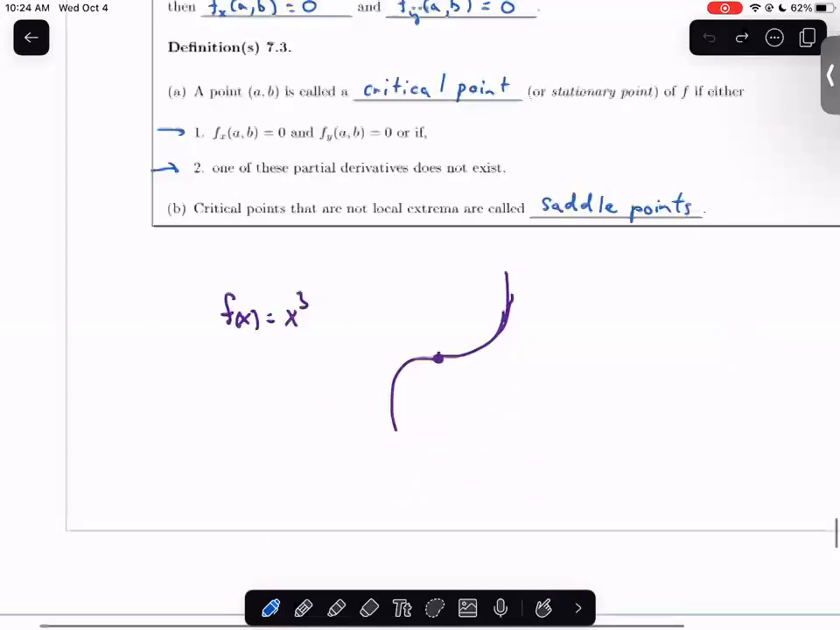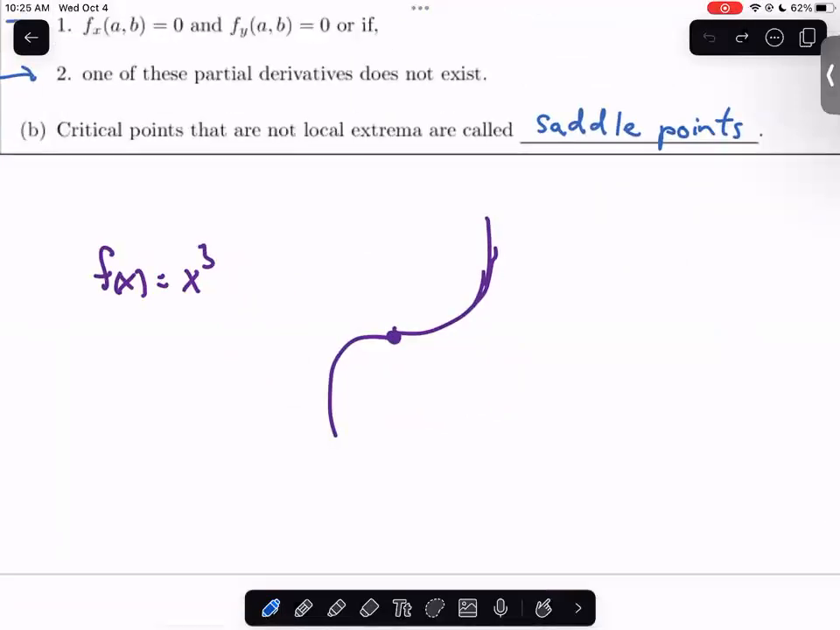So saddle points nowadays, I guess if we wanted to go back to Calculus 1 real fast, x cubed would be an example technically of a saddle point. At 0, the derivative is 0, and yet it's not a min or a max, right? If you go a little bit to the right, you get bigger values, and if you go a little bit to the left, you get smaller values. So it's not a min or a max, and yet it is a critical point. So now with our Calc 3 terminology, we would call this a saddle point.